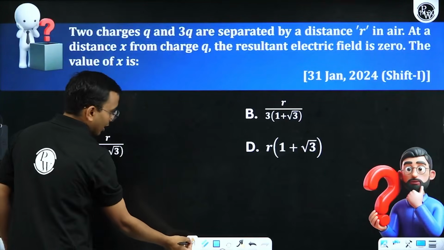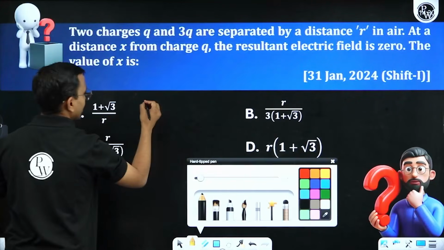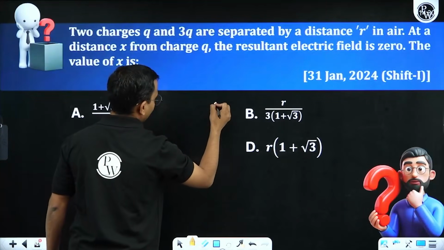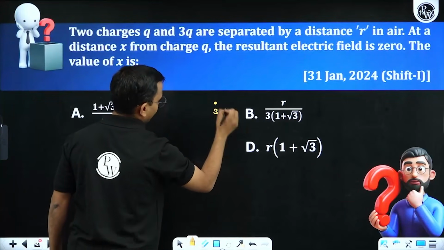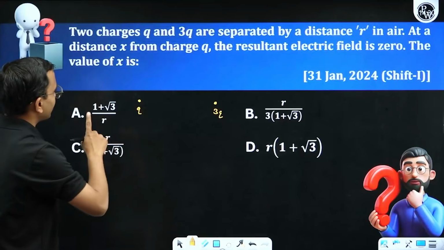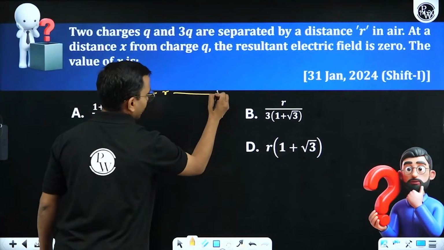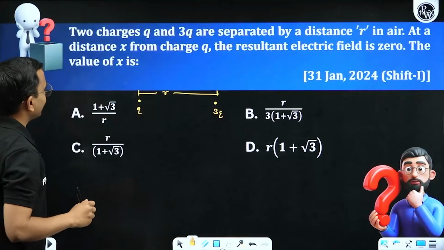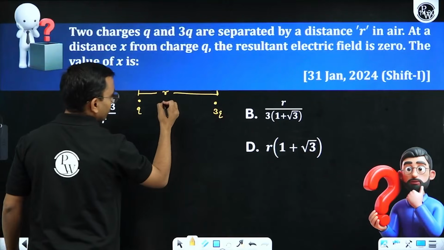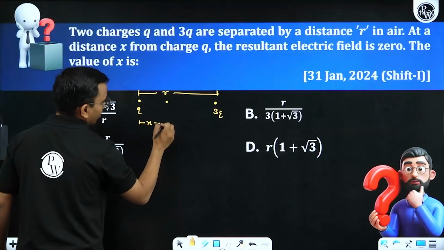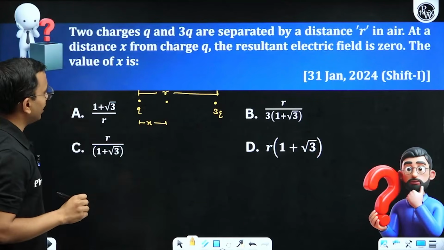So, I will show it. Let us take this is q and this is 3q, separated by distance r like this. At a distance x from charge q, here, the resultant field is 0.